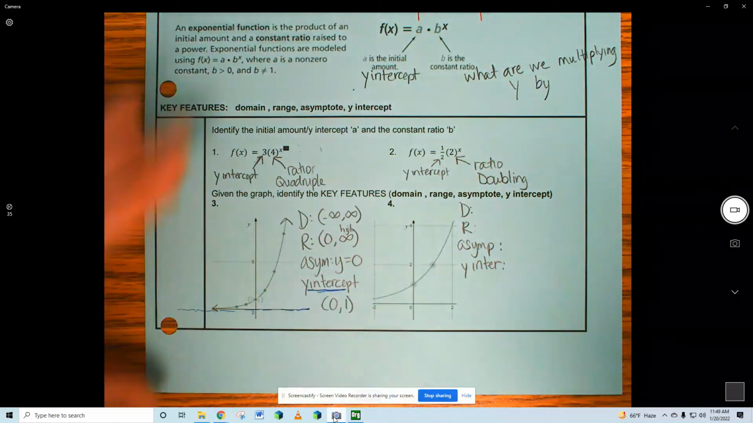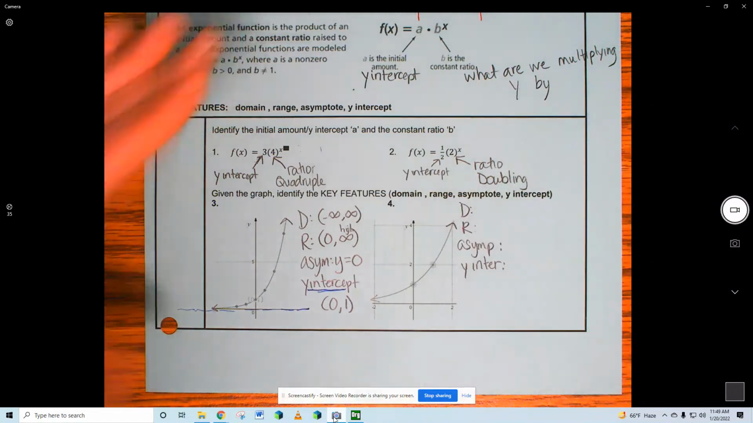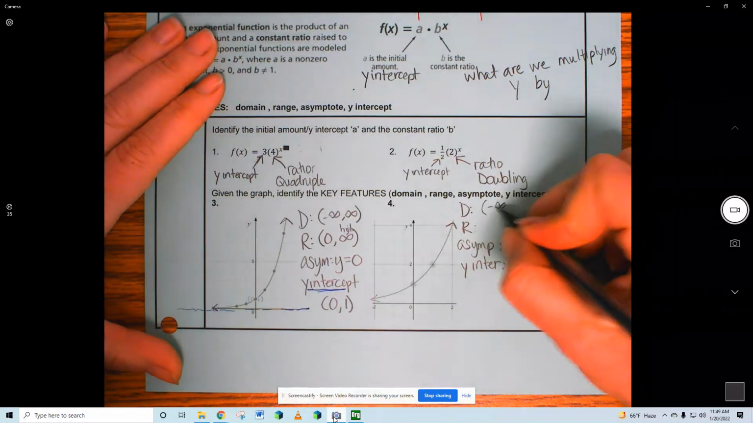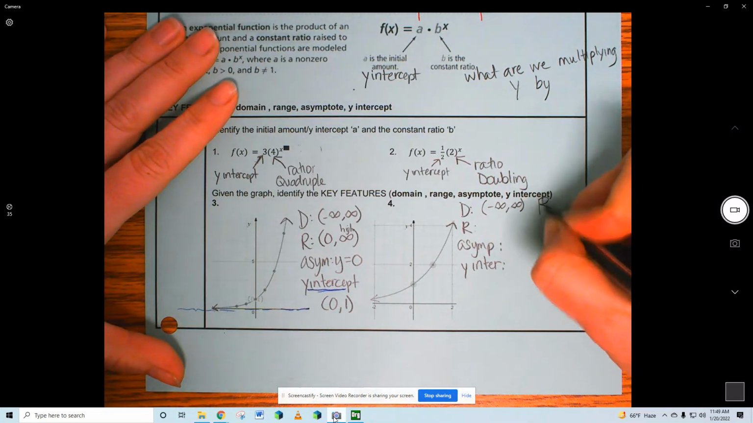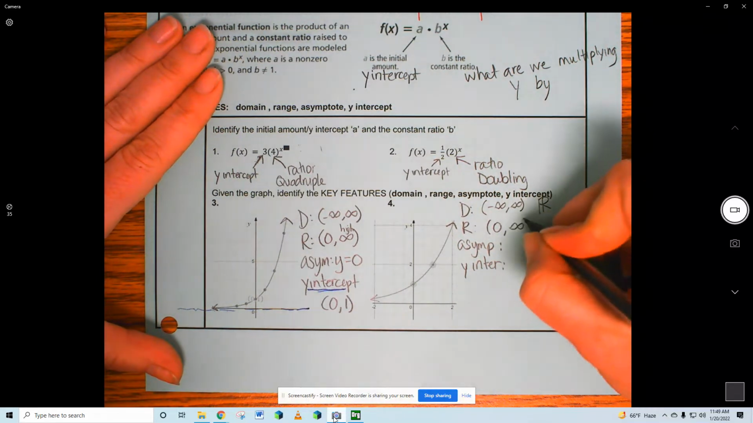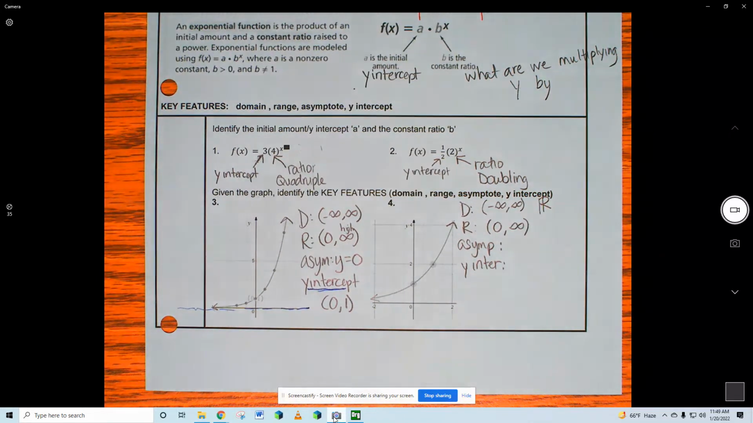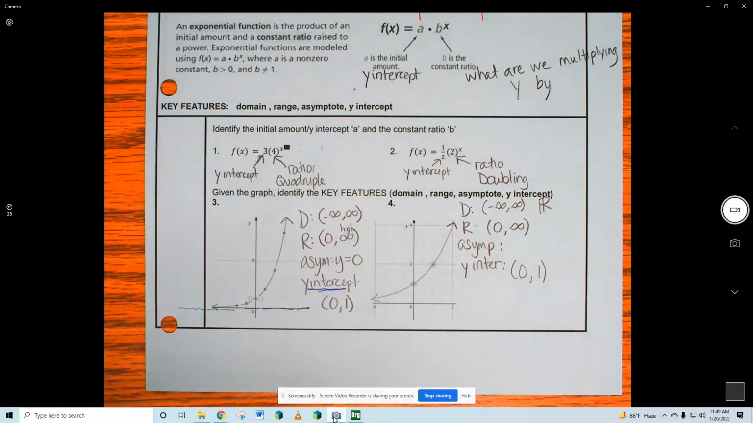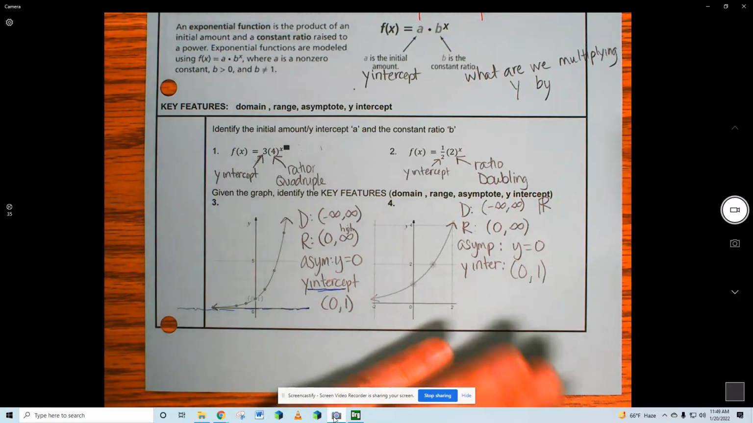This is going to have arrows going both ways. It should. Domain, all real numbers. Negative infinity, positive infinity, or an R. Range, it gets super close to 0 but never touches, and it goes up to infinity. Asymptote. If my y-intercept is at 1, what's my asymptote? 0. And it's a horizontal line.